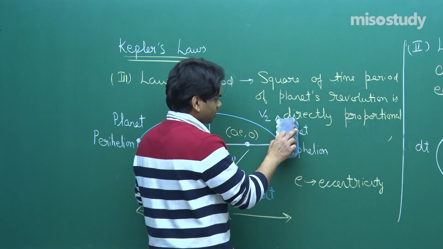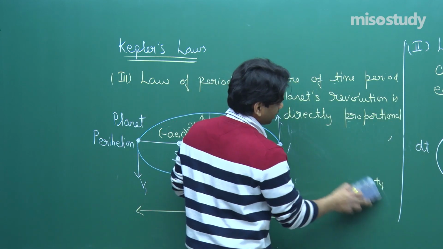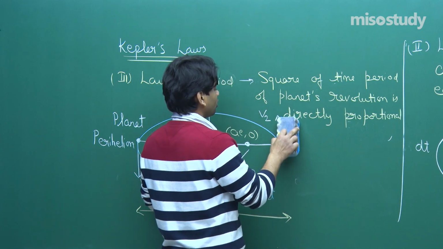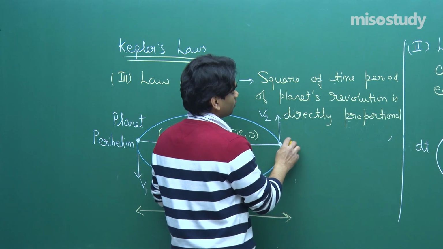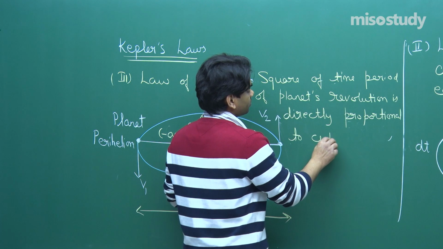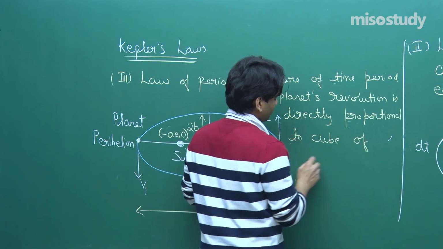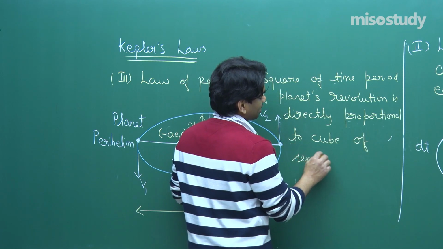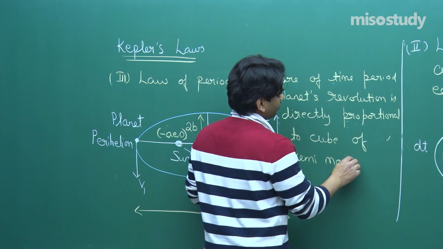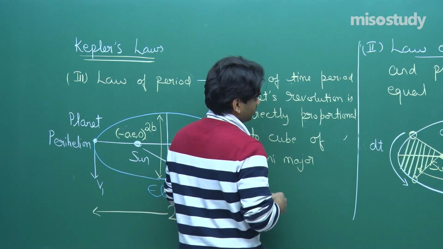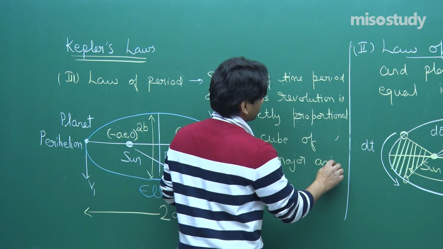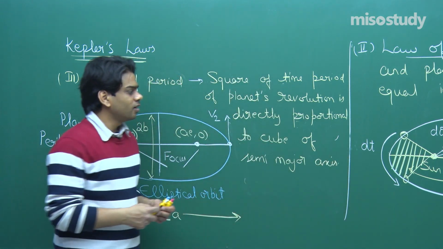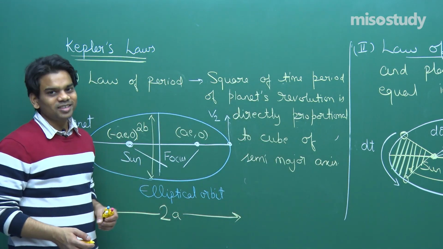I'm rubbing this part. This I believe you must have already written down. E is the eccentricity of the ellipse, is directly proportional to the cube of the semi-major axis. When I say semi-major axis, I'm referring to length a, the semi-major axis. Hope that you are clear about the third law.